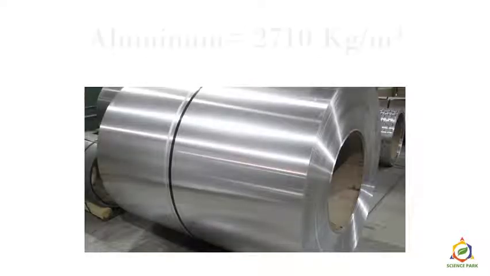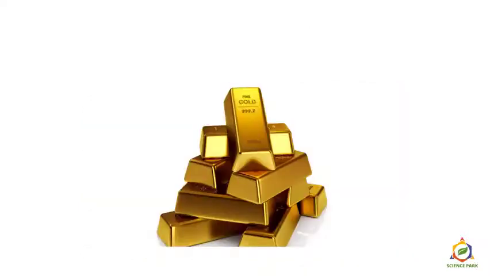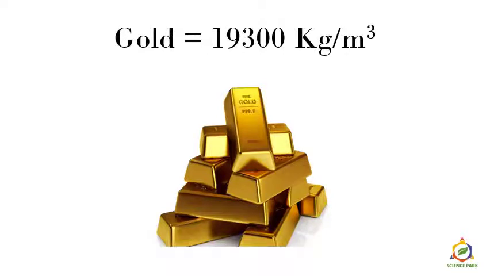Oh, this is aluminium. And the density of aluminium is 2710 kg per meter cube. Wow. So this is gold. The density is 19,300 kg per meter cube. So just imagine, in a meter cube, the weight of the air present is approximately 1 kg. And in the same volume, if we take gold, the weight is 19,300 kg. Wow, wonderful.